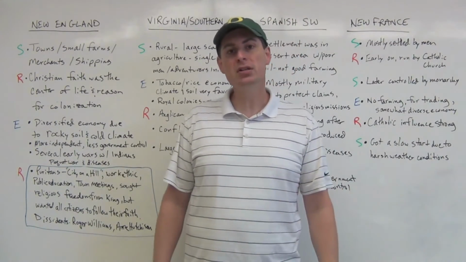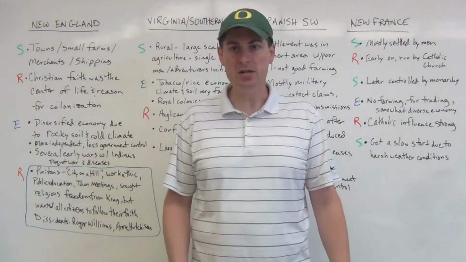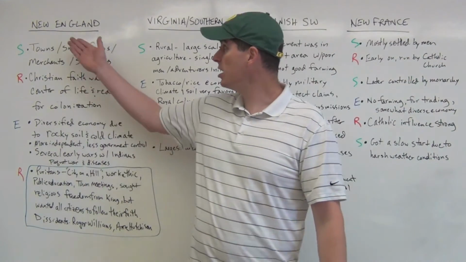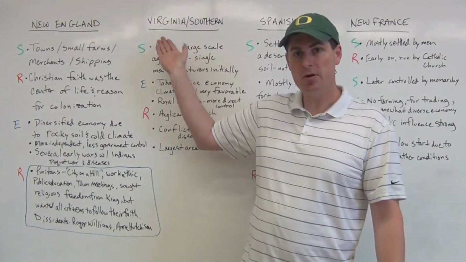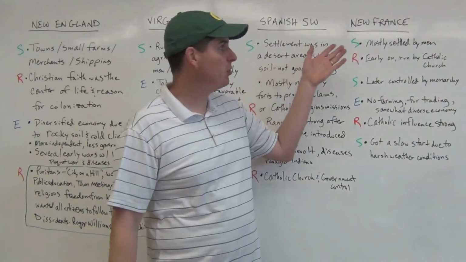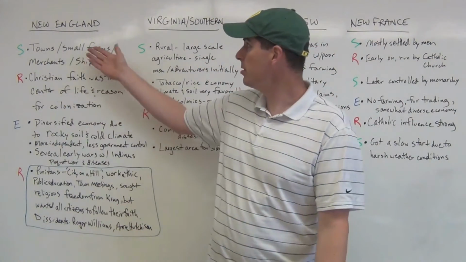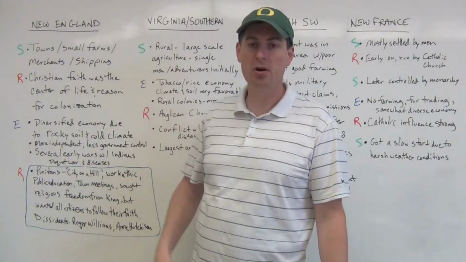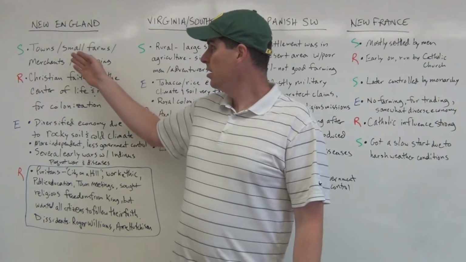We're in review mode, and today we're looking at a common essay topic, comparison of different colonial regions. We're going to look at four regions today: New England, Virginia or Southern colonies or the Chesapeake region, Spanish Southwest, and New France. All of these frequently appear, especially New England and the Chesapeake, whatever you want to call it. So let's go ahead and just dig into these.